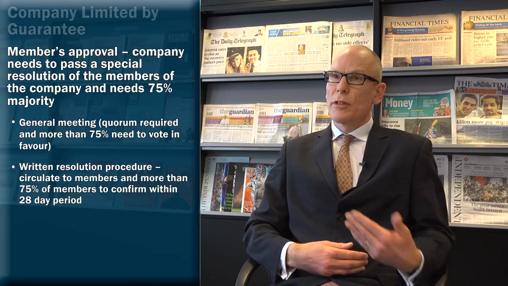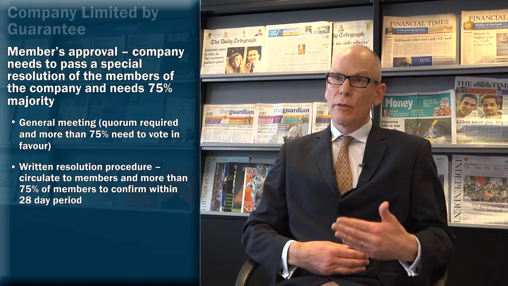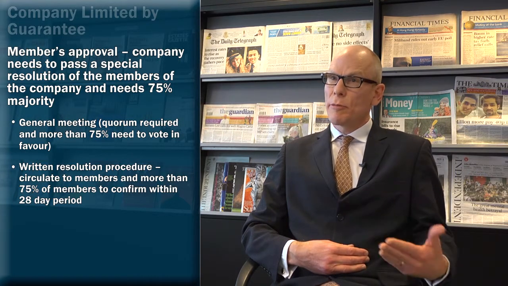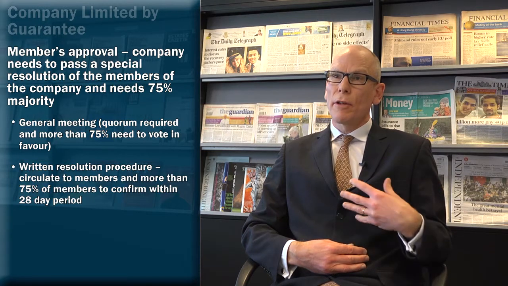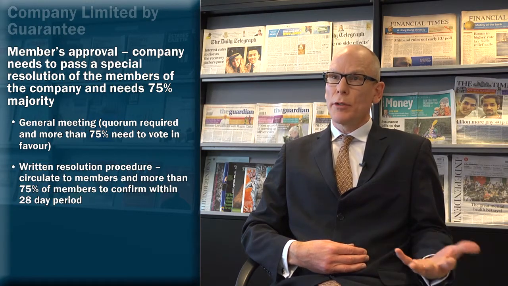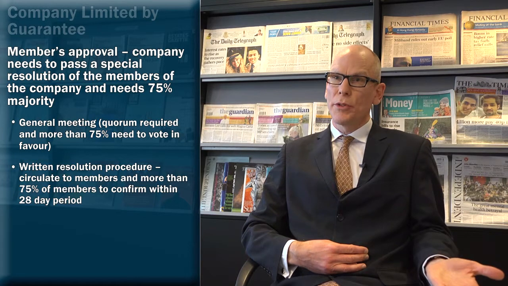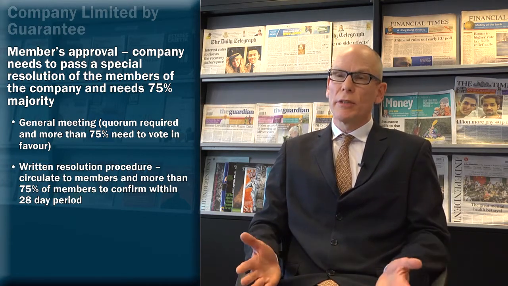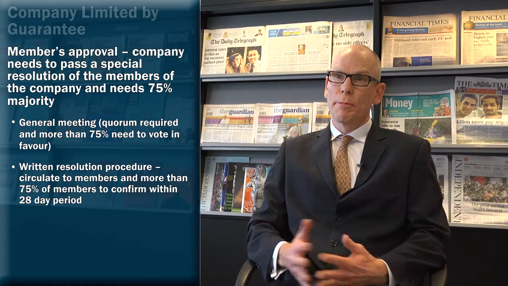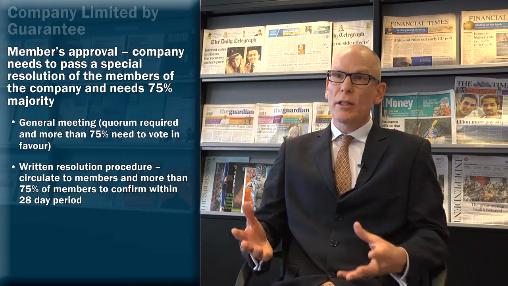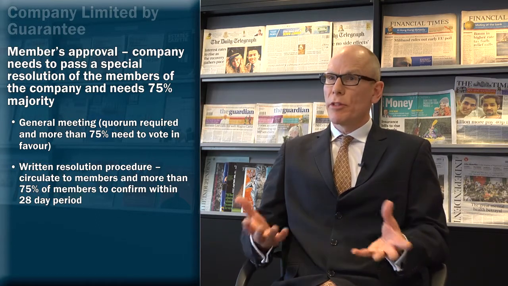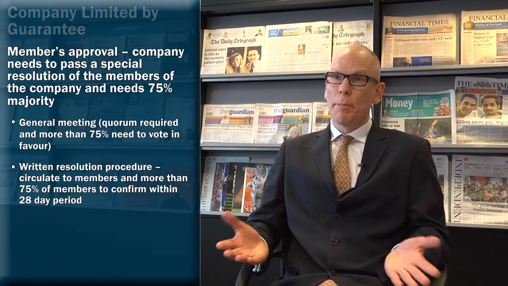Alternatively, you could use the written resolution procedure. The way that works is that the board would circulate the text of the written resolution to members, and the members, at least 75% of the members, would need to confirm their approval within a 28-day period. So that's the alternative process. And the written resolution process is likely to be more suitable if you've got a relatively small group of members. And some charities, of course, will have exactly the same people as their trustees, their directors, and their members. So the written resolution may be particularly appropriate for them.